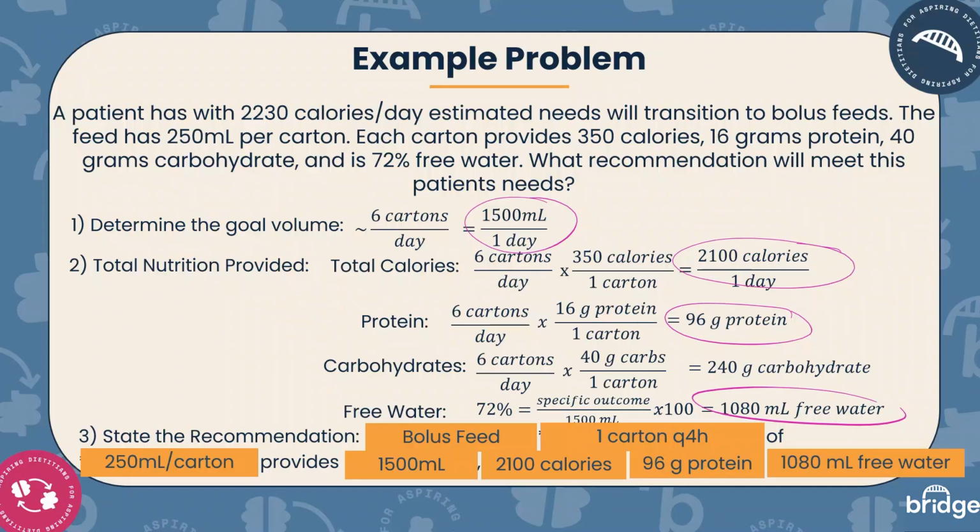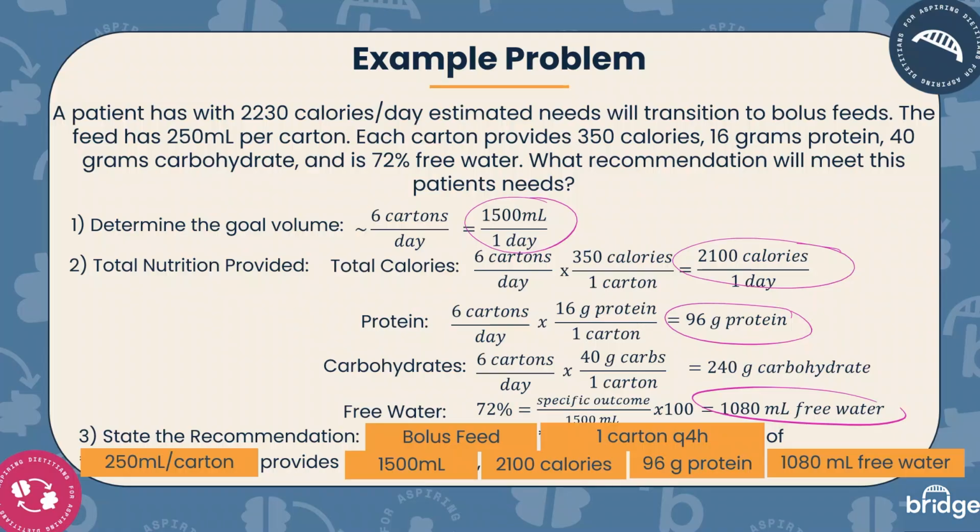So this recommendation written this way is the clinical notation to say administer 1 carton, 250 milliliters, every 4 hours for a total of 6 cartons per day to give 2,100 kilocalories, 96 grams of protein, and 1,080 milliliters of free water. Again, the RD exam probably isn't going to ask you to state a recommendation, but by giving the volume, the frequency, and what it provides, we apply these numbers and calculations to patients in need. And that's what dietitians do every day. But moreover, if you can state the recommendation and go through these calculations logically, you'll definitely get the problems right on the RD exam. Take your time.